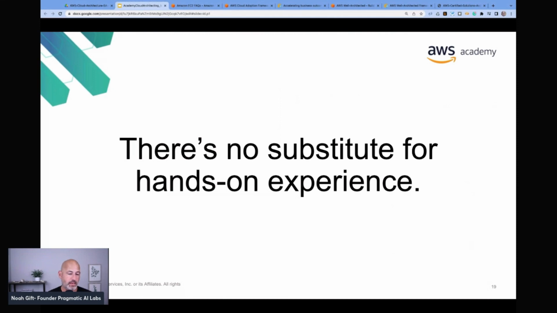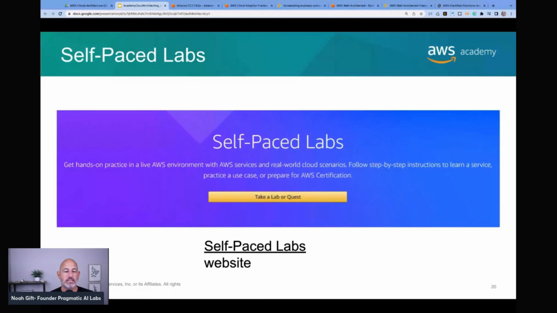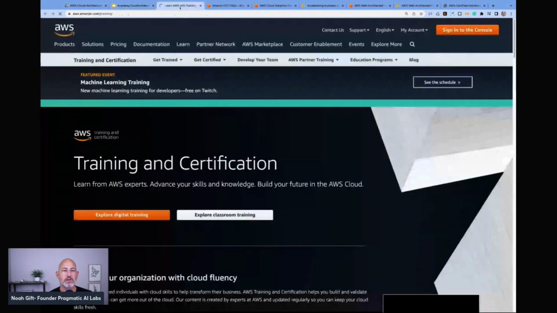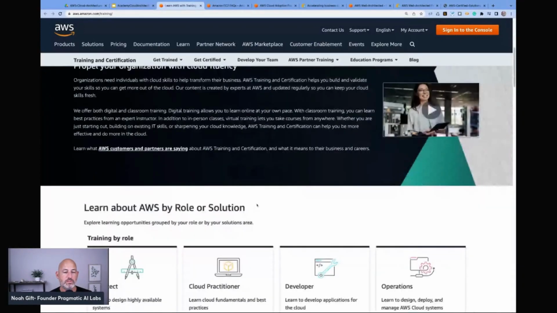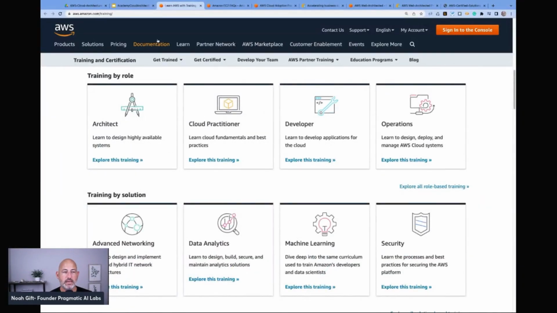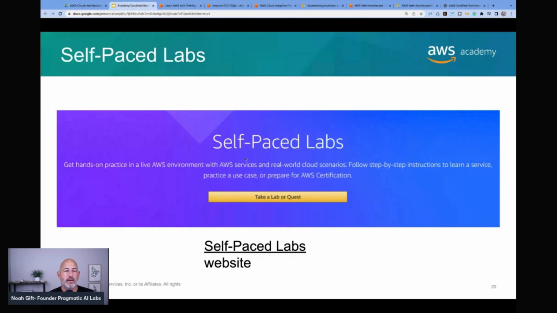And that really is true. You can read all you want, and it is important to read, but you need to do interactive exploration of the cloud platform. And so a free tier account is critical. Self-paced labs are a good place to do that. And you can actually take a look at this self-paced lab here. These are available, and there are different links here for these self-paced labs.